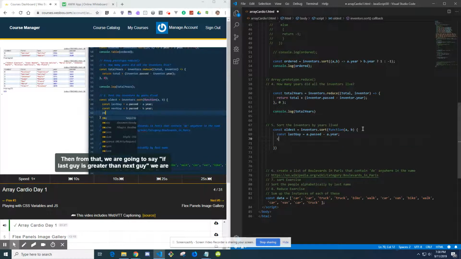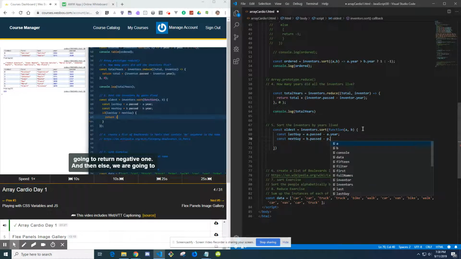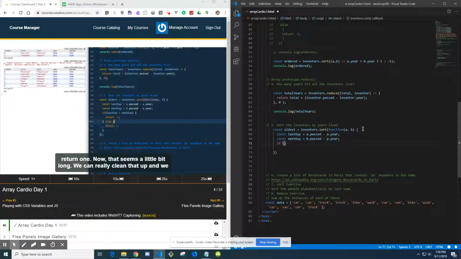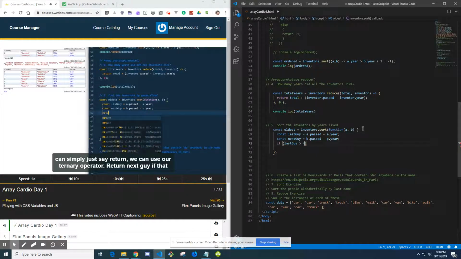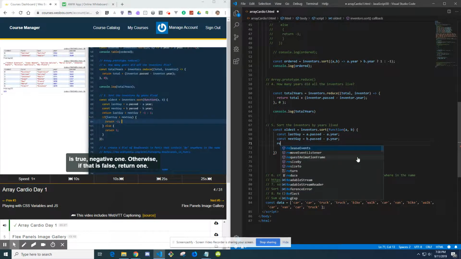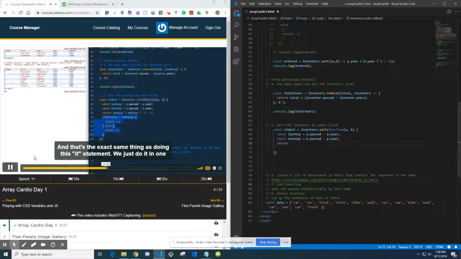Then from that, we are going to say if last guy is greater than next guy, we are going to return negative 1, sorry, and else we are going to return 1. Now, that seems a little bit long. We can really clean that up, and we can simply just say return, using our ternary operator, last guy greater than next guy. If that is true, negative 1. Otherwise, if that is false, return 1. And that's the exact same thing as doing this if statement. We just do it in one fell swoop.